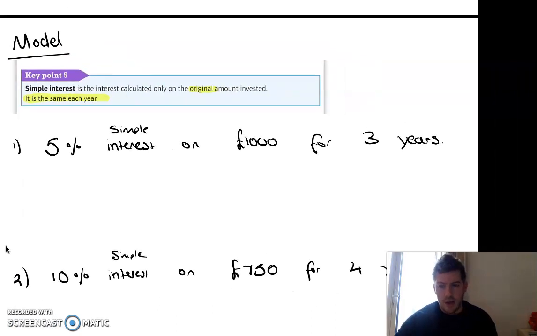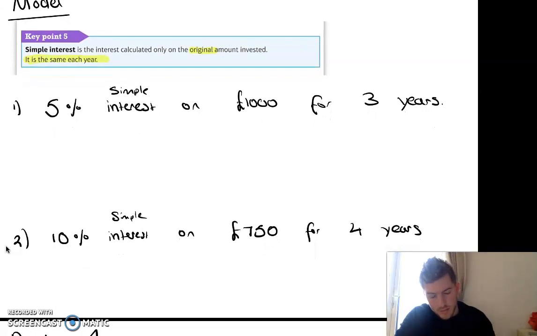Trying to fix my screen. There we are. There we go. So, question one: 5% simple interest on £1,000. So the first thing we do is find out, well, what's 5% of 1,000? Well, 5 over 100, that's our percentage, equals 0.05. We times that by 1,000, which is this value here.